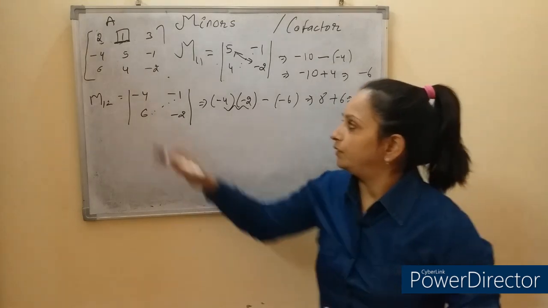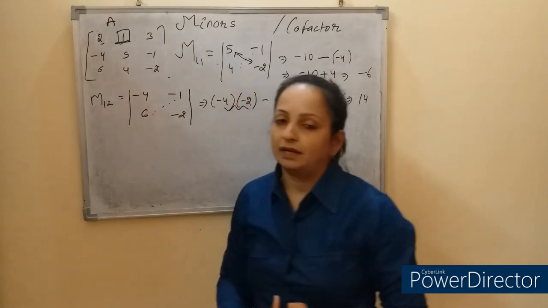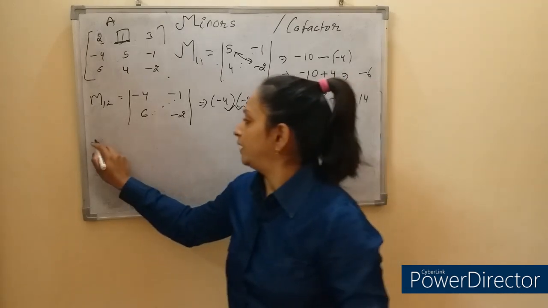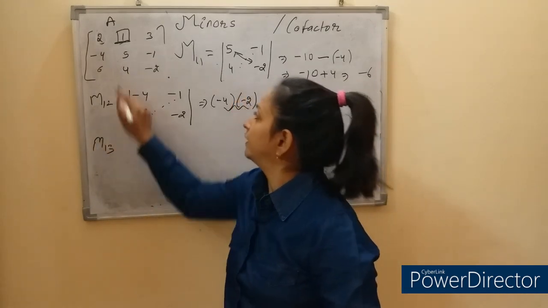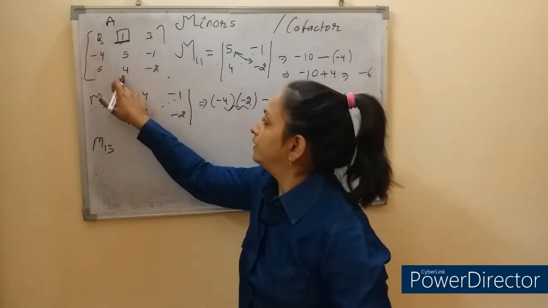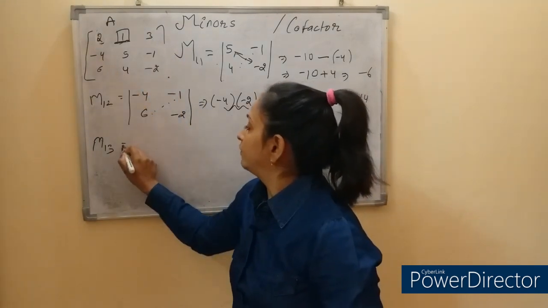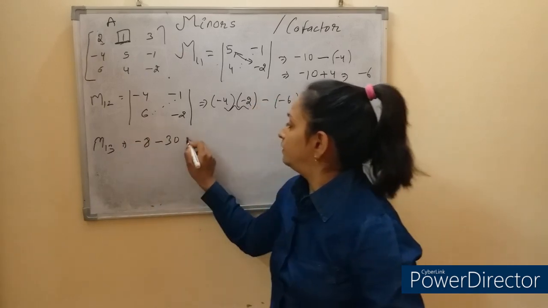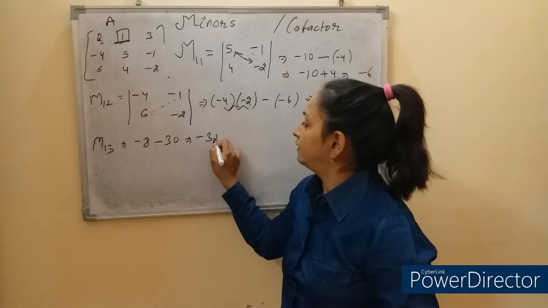In the same way, you can find the minors of all the elements. If you are practiced enough, you can find the minor directly by looking at the matrix, just like I'm eliminating this row and this column and multiplying these two elements. So it will give me -8 minus 30, so it will be -38.